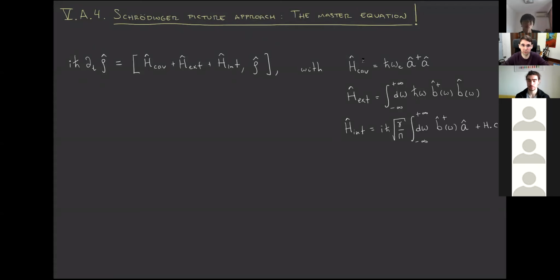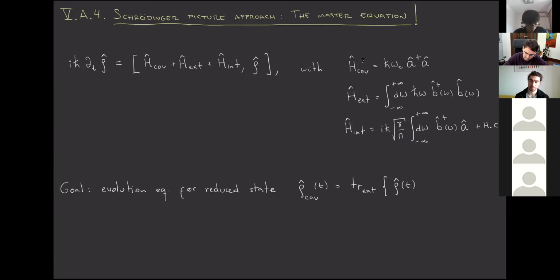Okay, so this is the starting point for the theory in the Schrödinger picture. And then, as I say, our goal today will be to find an evolution equation for the reduced state of the cavity, which, as you know from our summary and our review of quantum physics with mixed states, is just given by doing the partial trace over the external degrees of freedom of the total state. So we will call rho cavity to that state.